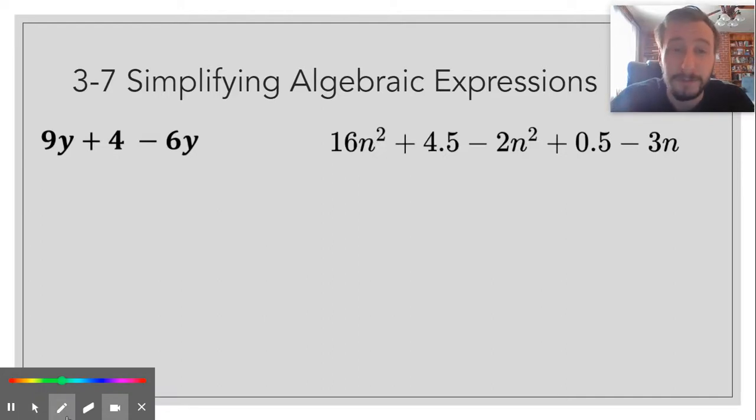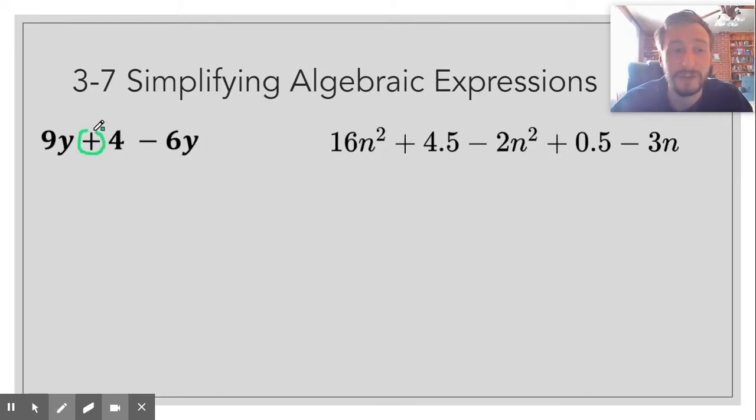So let's look at the first one. It says 9y plus 4 minus 6y. Let's break it down into terms and that may help us visualize this a little bit better. So my terms are separated by plus and minus signs. So that means that I have a 9y plus 4 minus 6y. Is there anything that looks similar in this expression? Something that we can combine? Well, we have two terms that have a variable of y. So we have a 9y and a 6y. So we can combine those since they are like terms.